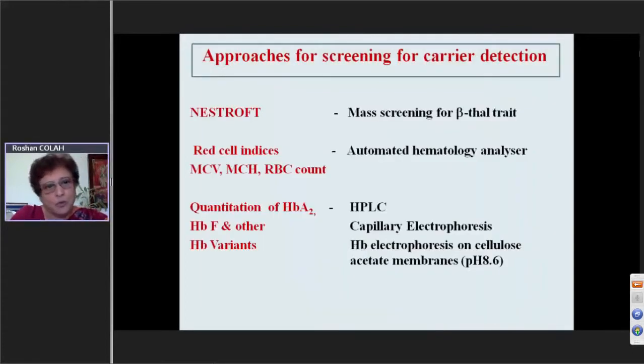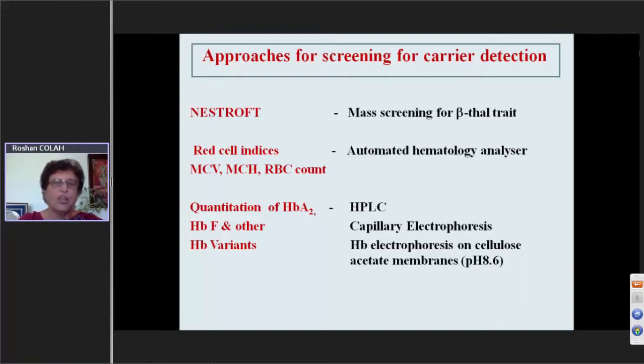Coming to the technical approaches that one uses, NESTROFT, or the naked eye single tube osmotic fragility test, has been used in many studies in India in the past and even now continues to be used, but it has many inherent problems if used on its own. There are problems of false positives and false negatives. So this is not recommended now unless no other facilities are available.